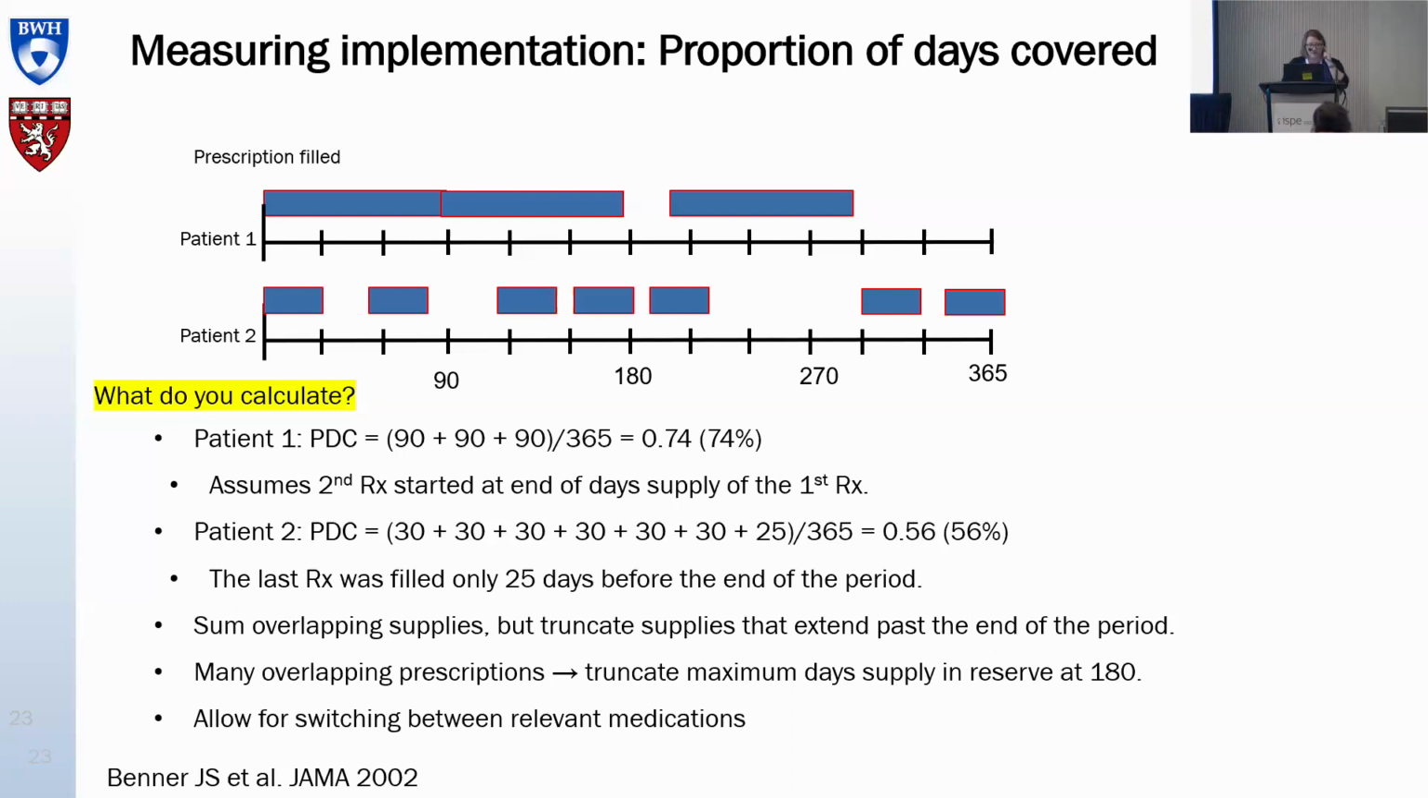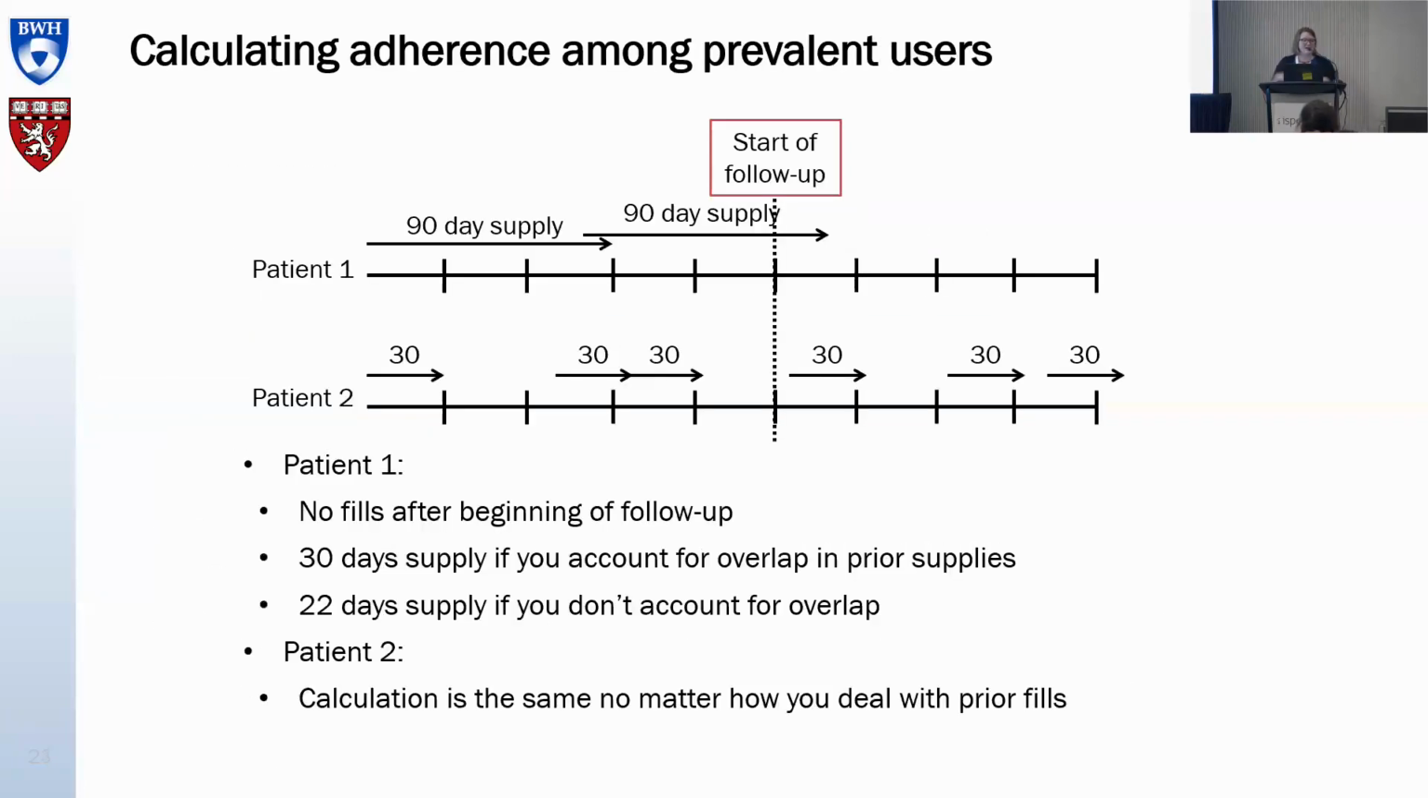Okay. So that's basically how it looks. And we're doing this at scale for all of the patients. So we're summing the supplies, dealing with overlap, allowing for switching, et cetera. And the similar kind of idea among prevalent users, we had a nice new user case example here where we're allowing for overlap. And we're basically doing the same sort of calculation, just allowing for what they filled before to count. And so for patient 1, they would be allowed this extra piece that's sort of filling over.